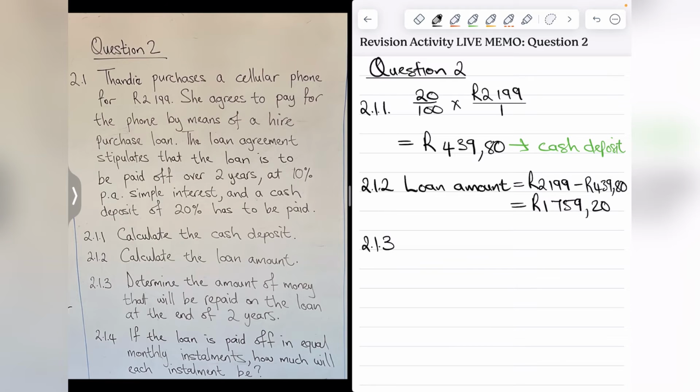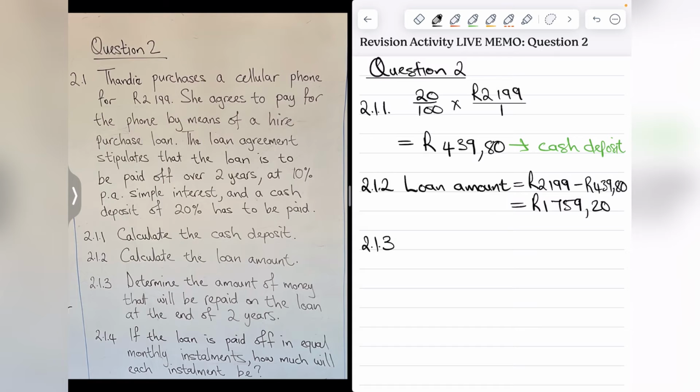2.1.3, determine the amount of money that will be repaid on the loan at the end of 2 years. So that means we need to work with a loan amount. And of course, we are not going to pay back the loan amount only after 2 years. We need to look at the interest. So they are charging us interest to be able to make the loan. And that interest is calculated at 10% per annum.